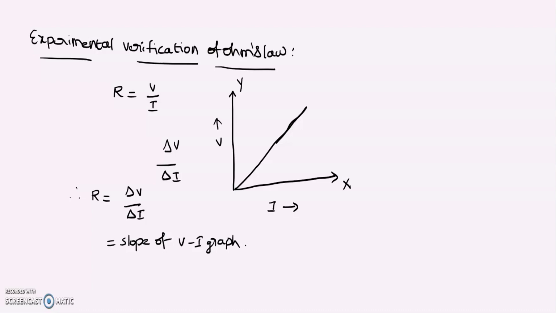In this graph, for example, let us consider two points A and B. Joining the two points, we get delta V and delta I. Therefore, R is equal to delta V by delta I. So finally, this is Ohm's law, the relation between potential difference and electric current.